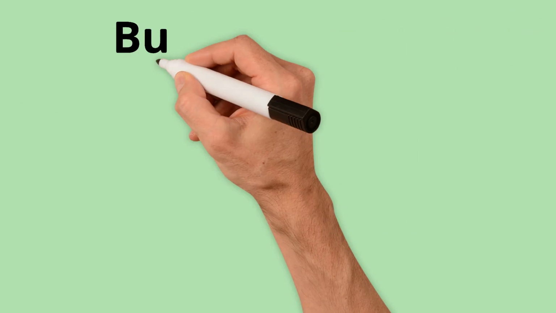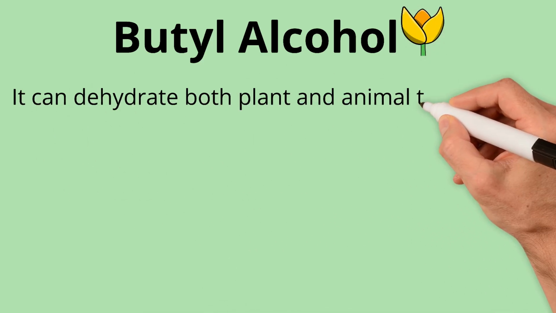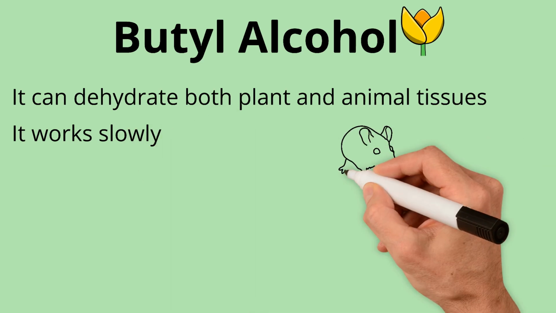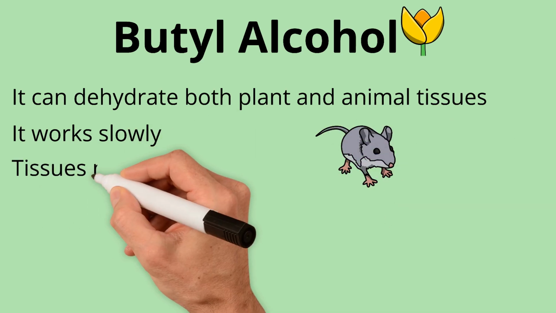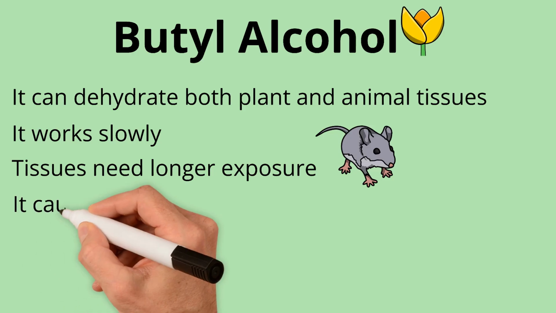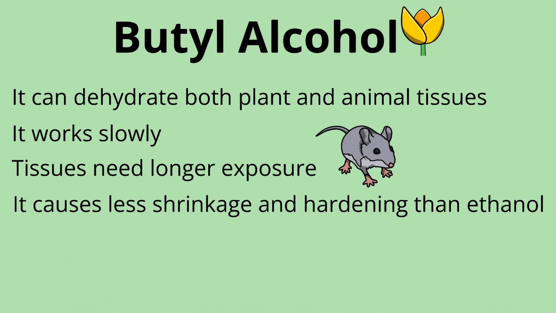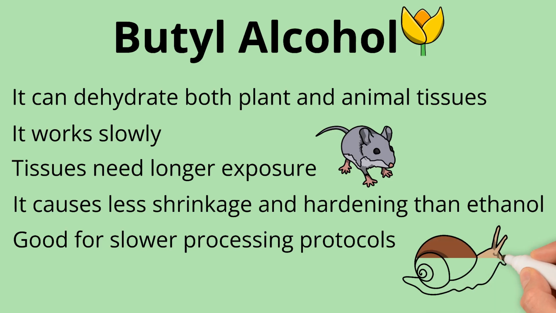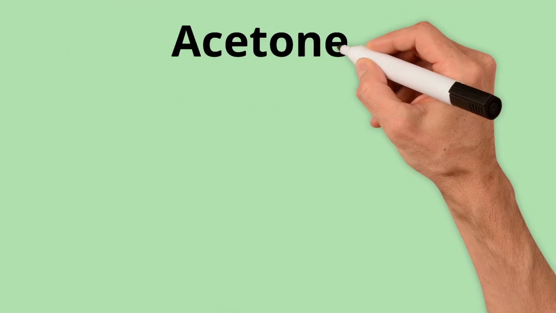Then we have butyl alcohol or butanol. This one can dehydrate both plant and animal tissues, but it works slowly. It has a strong smell, low dehydrating power, and tissues need longer exposure. The nice part is that it causes less shrinkage and hardening than ethanol, so it's useful if you are following slower processing protocols. Finally, acetone.